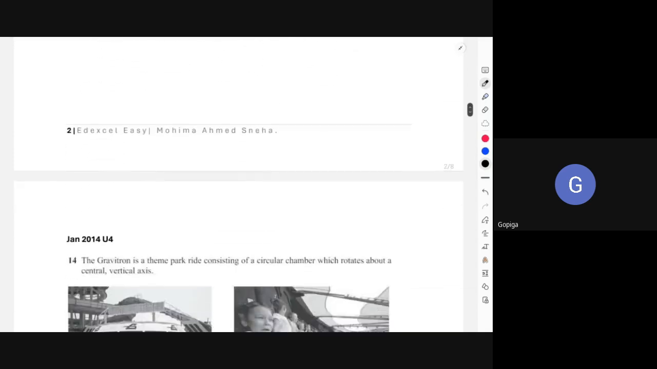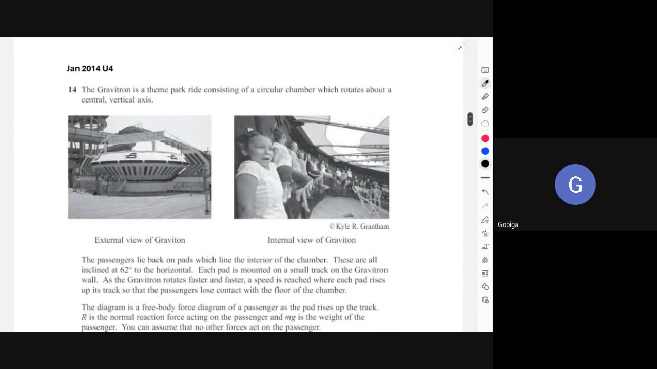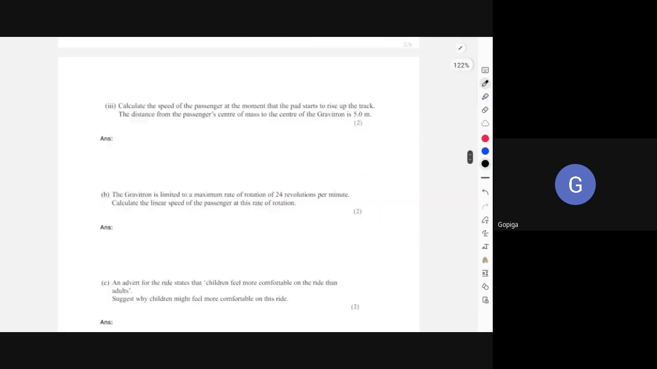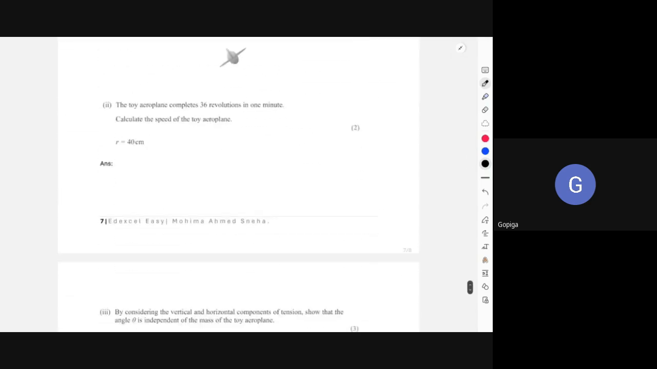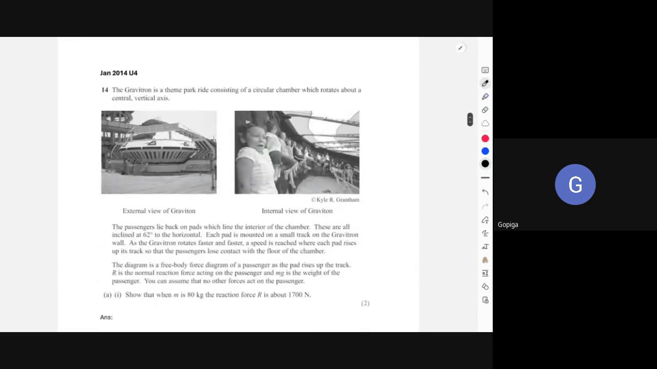Next two are already solved. This is your theoretical question. And then again, we're going to solve all the theoretical questions we can within today. I don't think it will take much time.